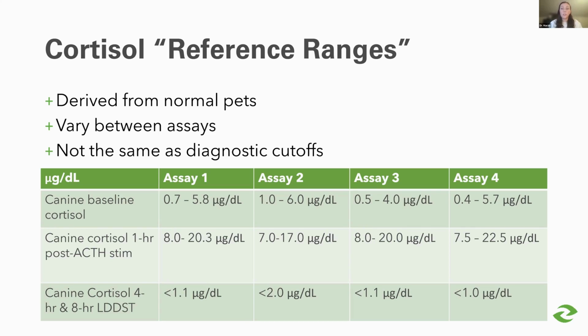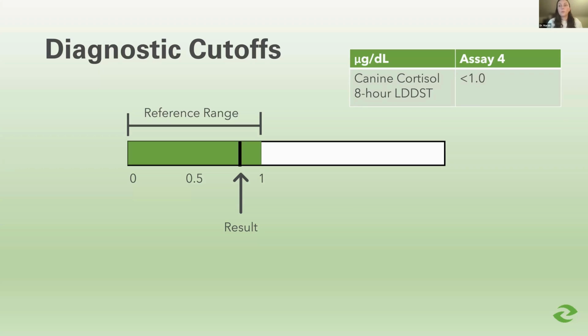Remember that reference ranges are established using normal healthy pets of a wide variety of ages, and it's not the exact same thing as a diagnostic cutoff. For a typical representation of the way test results are reported, we have the reference range here, which is the range of normal values that have previously been determined from hopefully a large population of normal animals. In this case, we've borrowed the reference range from assay 4 on that previous slide. Normal animals should have a canine cortisol at 8 hours of less than 1.